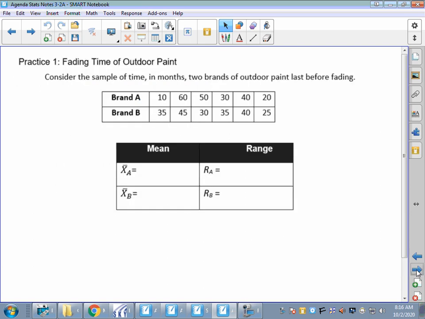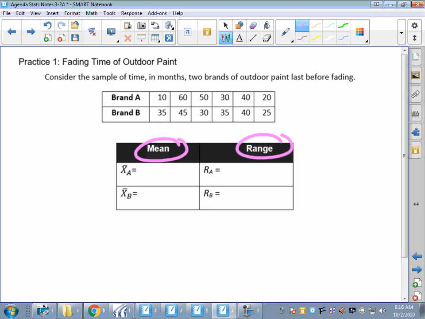So if we think about an example, we've got two brands of outdoor paint and how long they last before fading. Obviously, we don't want our paint to fade, right? So the longer the better. So we figure out the mean and the range, these two things to find for both of our sets of data. So our X bar, or our sample mean for brand A, would be calculating the mean: add up all of our values and divide by our sample size, which looks like 6 for both. I believe when you add these all up for brand A, double check me, it's going to be 210 divided by our sample size.